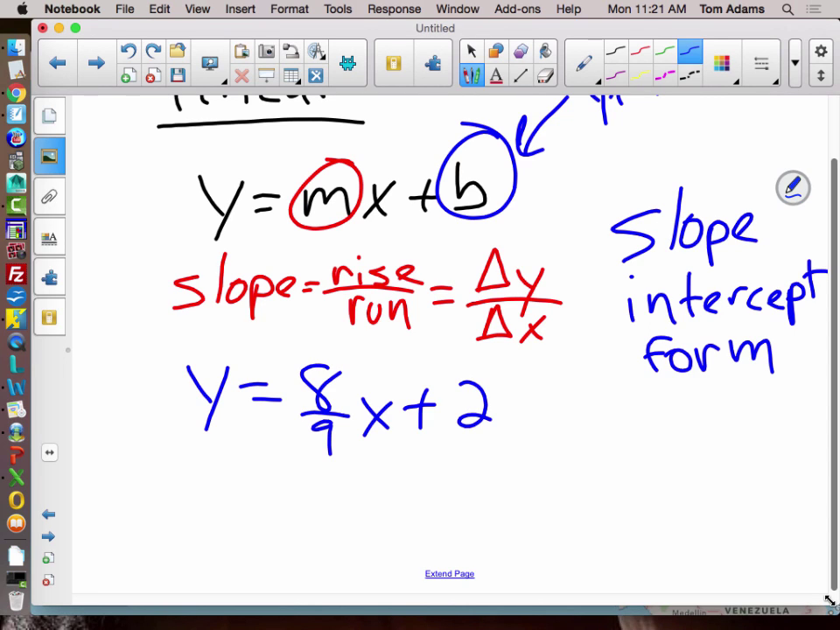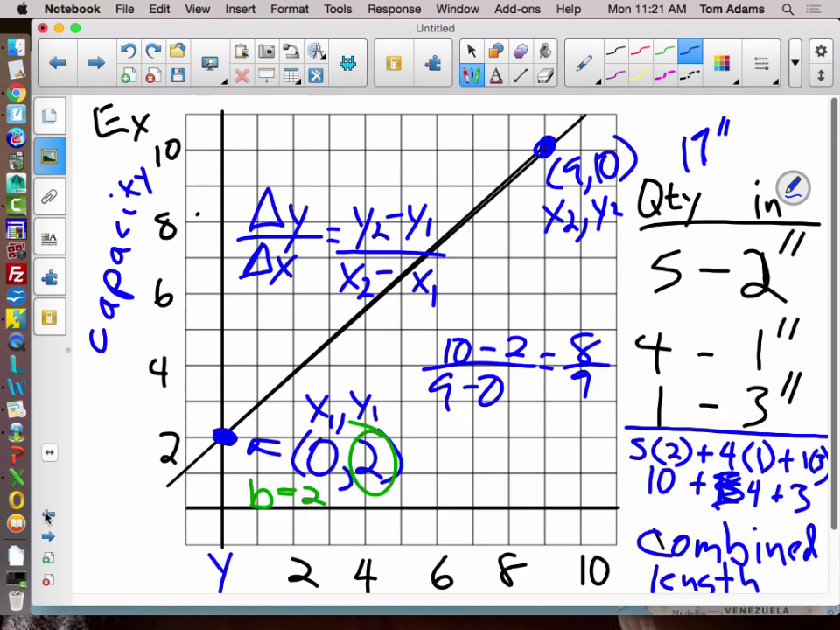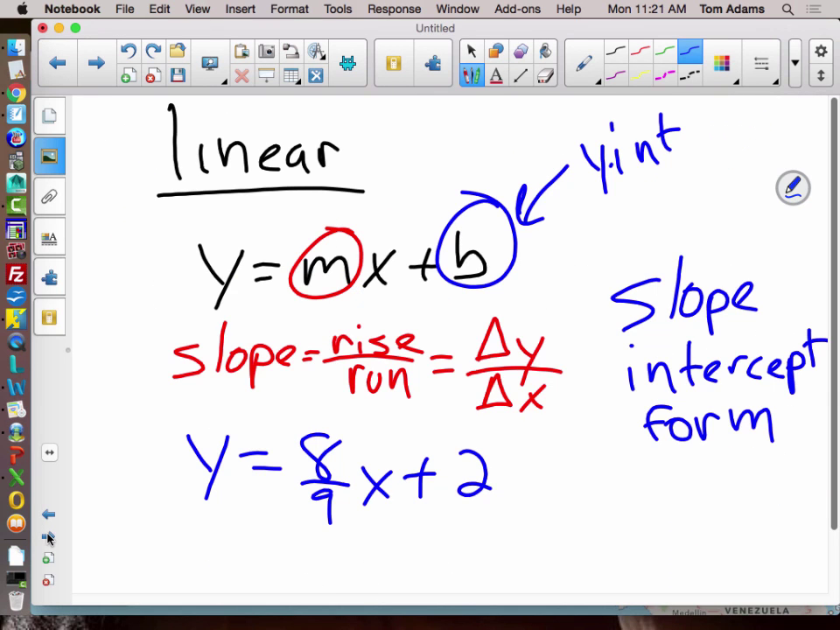What was the x, the independent variable? What did that represent on the graph? Combined length. What did we say the combined length was? 17. So what do I plug in my formula here? 17. So I'm going to say y is equal to 8 over 9 times 17 plus 2.